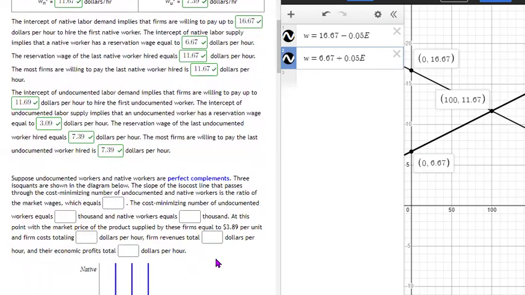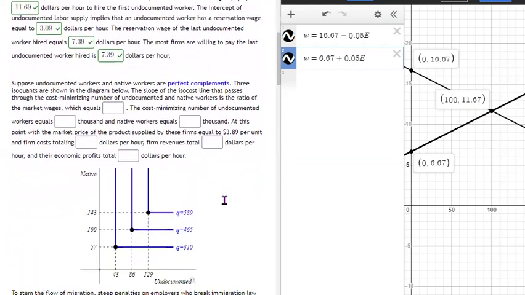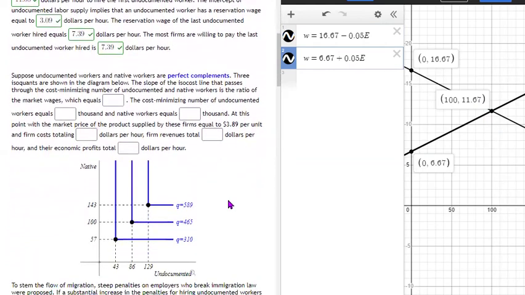Okay, suppose undocumented workers and native workers are perfect complements, right? Three isoquants are shown below the diagram. There are more than just these three, right? But these three correspond to quantities of 310 units of output, 465 units of firm output, and 589 units of firm output, right? And there are infinitely many more that we could draw, but we were only drawing three of them, right?